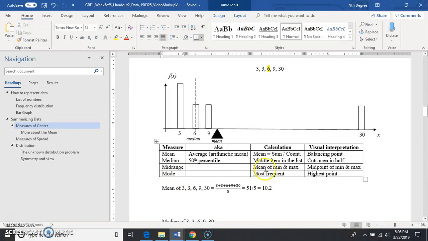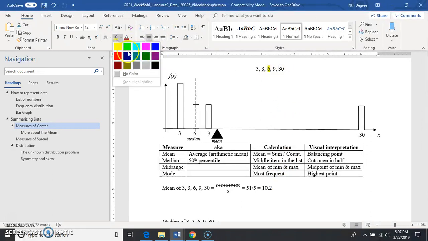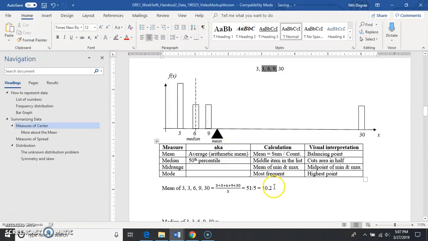The mid-range is calculated as the mean of the min and the max. It's also visualized as the midpoint of the min and the max. So we really only need to look at the minimum and maximum values in the list, which in this case is 3 and 30. And we could therefore ignore everything in between. Just think about the 3 and the 30 and their average.